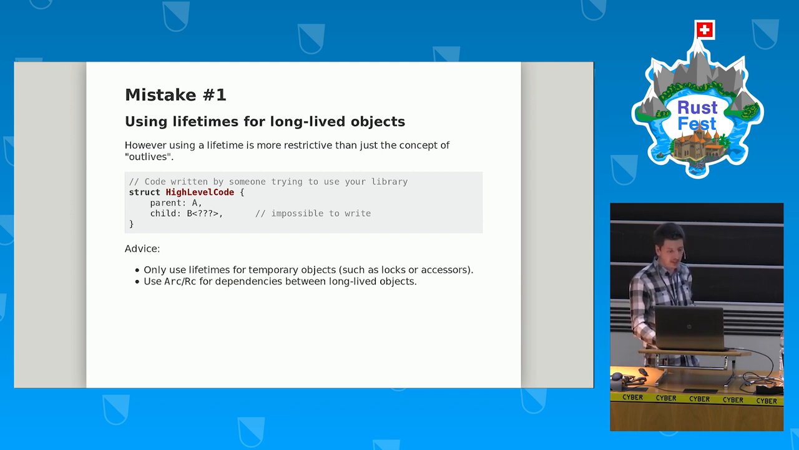So what I advise you to do is simply use lifetimes only for temporary objects, the kind of objects that you only keep on the stack. So locks or accessors. What I mean by keep on the stack is that at the beginning of a function, you create an object, and then the object is dropped at the end of the function. For this kind of types, you can use lifetimes, but when you have objects that live for a long time, do not use lifetimes. Instead, I suggest you use Arcs and Rcs. That's also a small runtime overhead, but again, that's my personal opinion, but it's better than these restrictions, because users are going to be really confused about how to use your API.